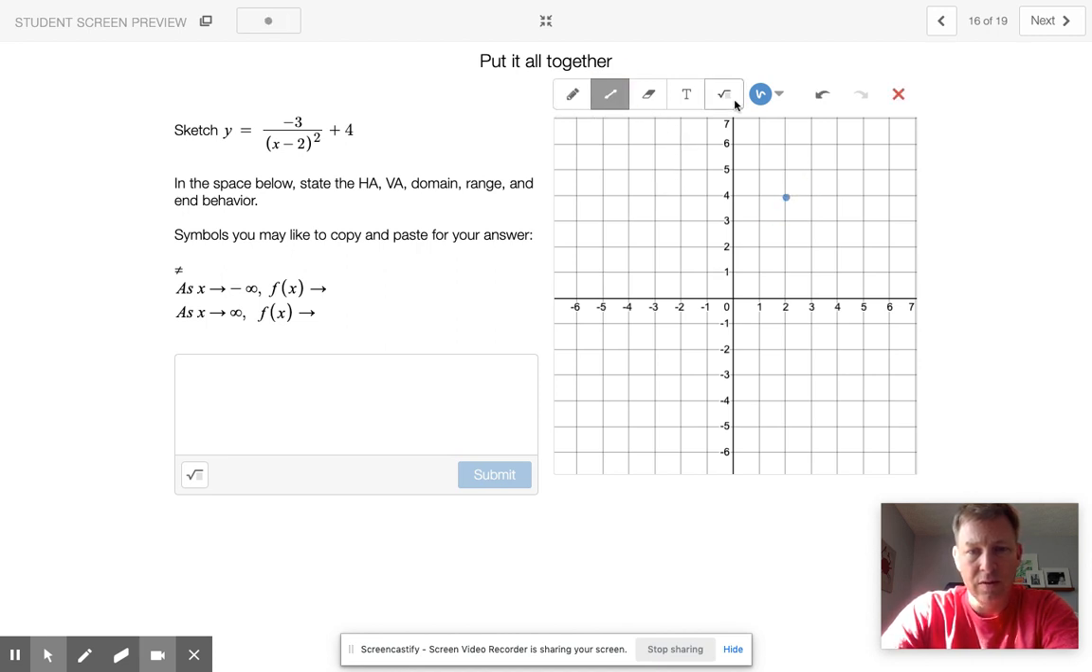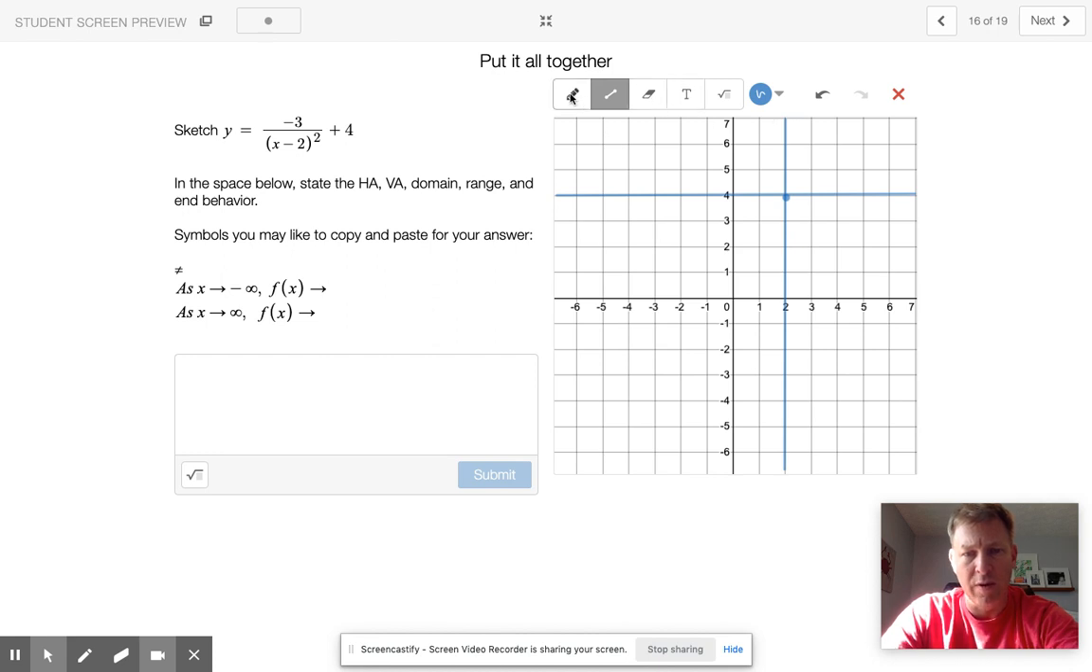I'm going to use the line tool this time. So here's a horizontal asymptote at y equals 4 and a vertical asymptote at x equals 2. Again, they should be dotted, but this is just the easy way to do it by hand. We're now going to realize that this is 1 over x squared.